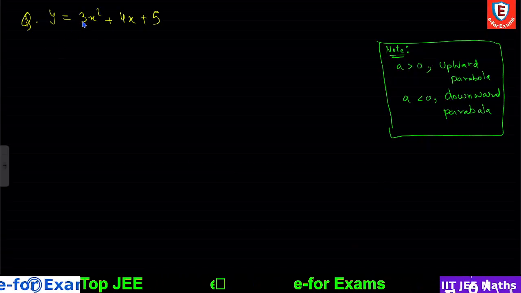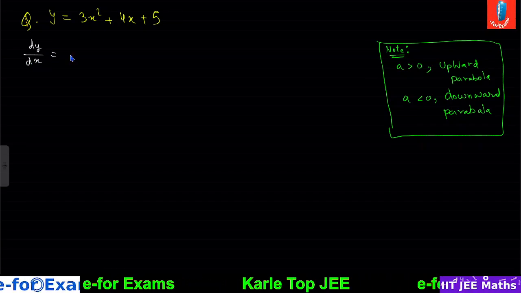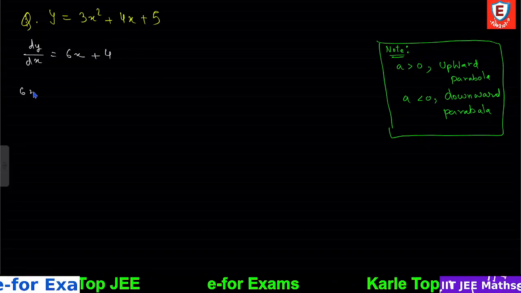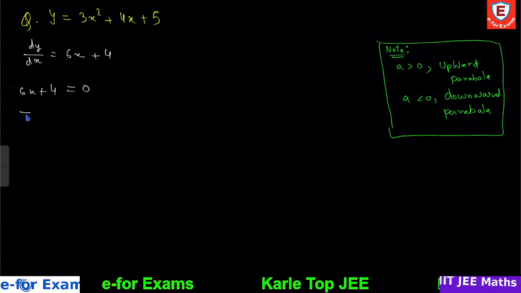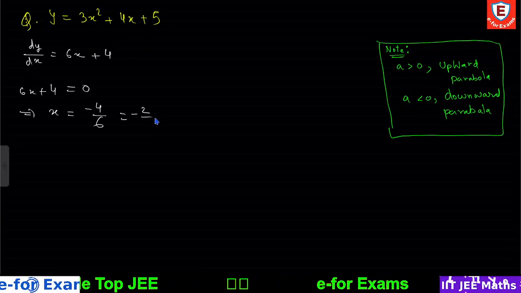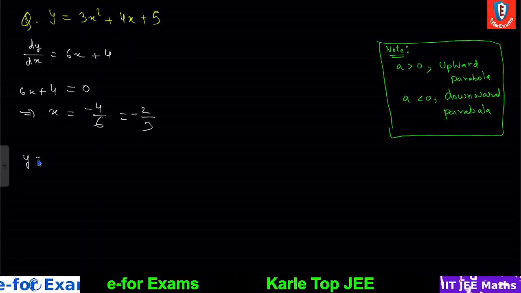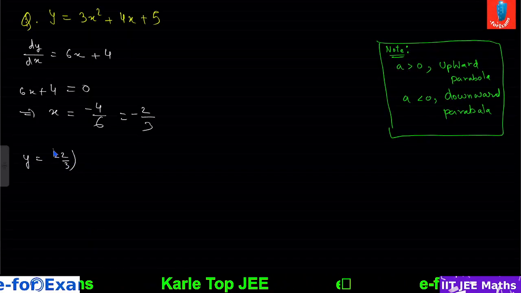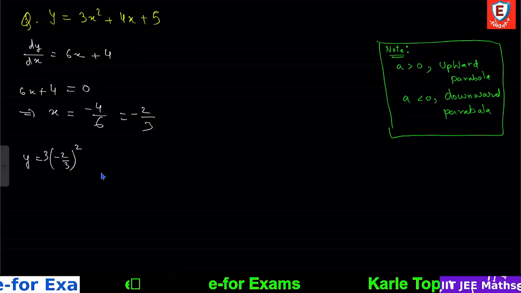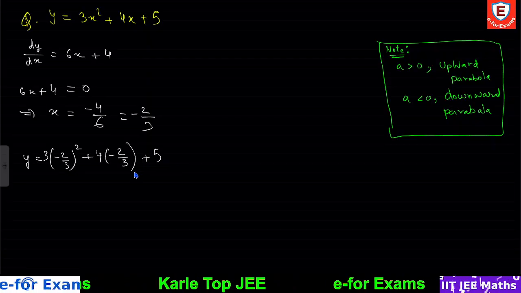Here the given equation is y equal to 3x squared plus 4x plus 5. Differentiate, dy by dx equal to 6x plus 4. Equate 6x plus 4 to 0. Then you will get x equal to minus 4 by 6 equal to minus 2 by 3. Now put this value into the given equation. Then y equal to 3 into (minus 2 by 3) whole square plus 4 into (minus 2 by 3) plus 5.